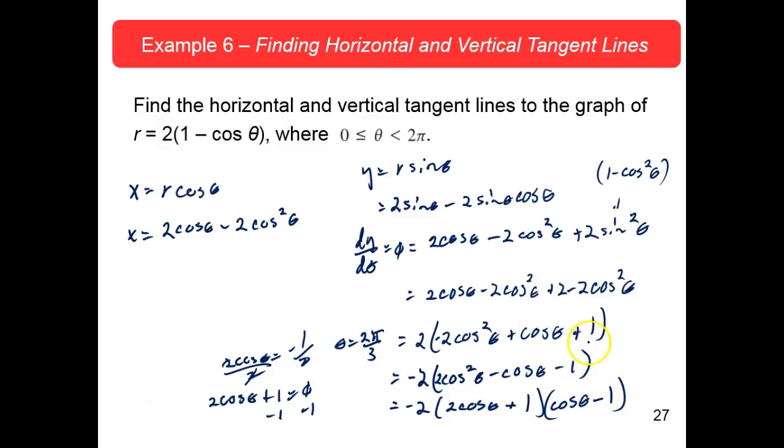Okay? How about cosine theta equal 1? Because that would be the second part here, where cosine theta minus 1 is 0. That would be where cosine theta equal 1. And where is that true? Yeah, exactly at 0. Would have been at 2 pi again, but it's not. So theta equal 0. So 2 horizontal tangent lines, we think so far, at these 2 values. All right, now let's do the vertical tangent line. That's where dx d theta equals 0.